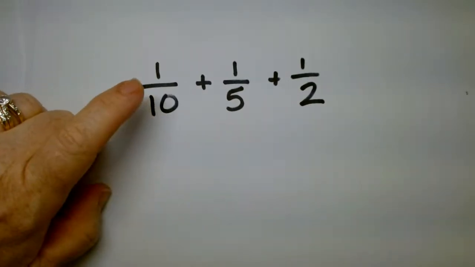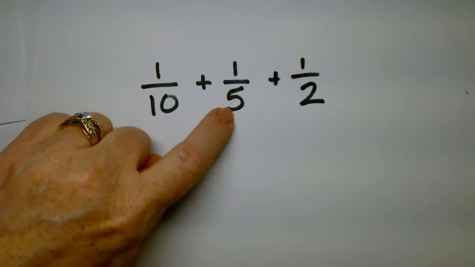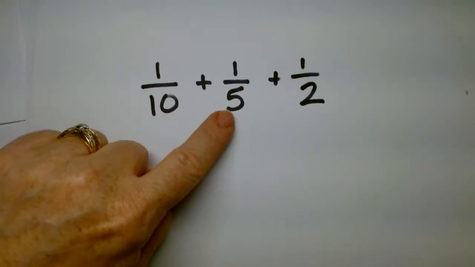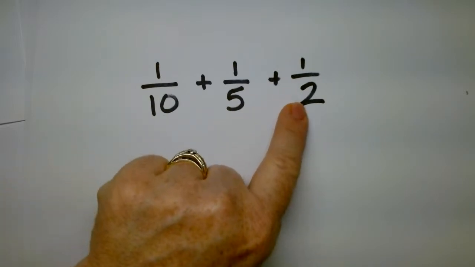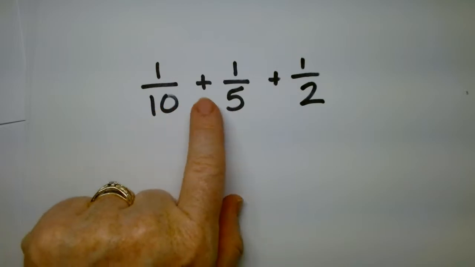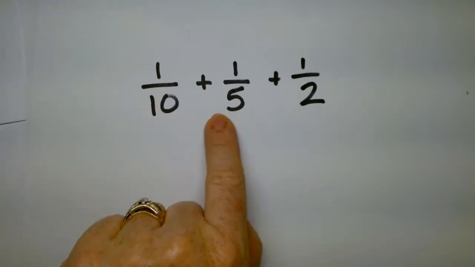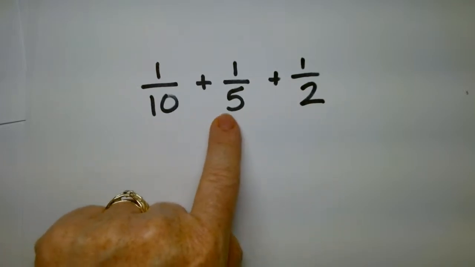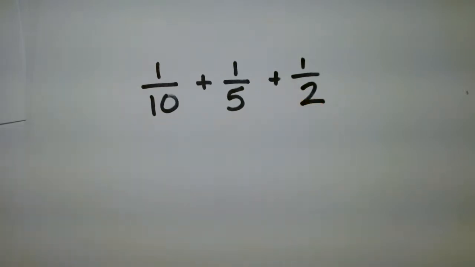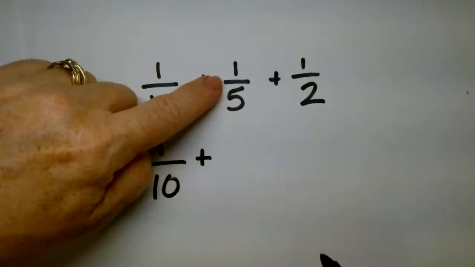Okay, can you see that this is 10, 20, 30, 40? Okay, this is 5, 10, 15, 20. Okay, so 10 so far. What about this one? 2, 4, 6, 8, 10, 12. So 10 is common to all 3 of these, right? If you look at the multiplication table, you're going to see 10 show up in the 10s, the 5s, and the 2s. So let's do that. So this is already 1/10, so we don't have to touch that. But we do have to touch this one.